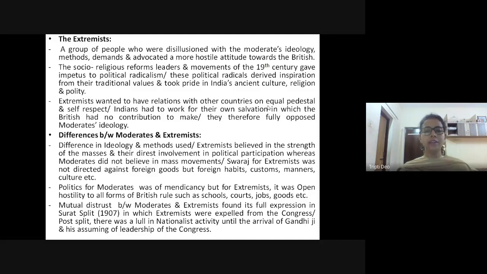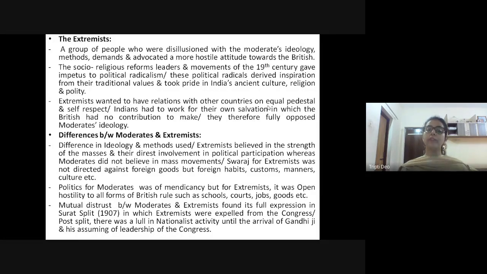They did not want to just convince and appease and petition against British rule or British power, but the extremists advocated a policy which was more aggressive, more dynamic, more radical to throw the British out of India. Right? So extremists wanted to have relations with other countries on an equal pedestal and believed in India's self-respect. Indians had to work for their own salvation, in which the British had no contribution to make. They therefore fully opposed the moderates' ideology. So you can see that there is a very clear difference between the moderates and the extremists.